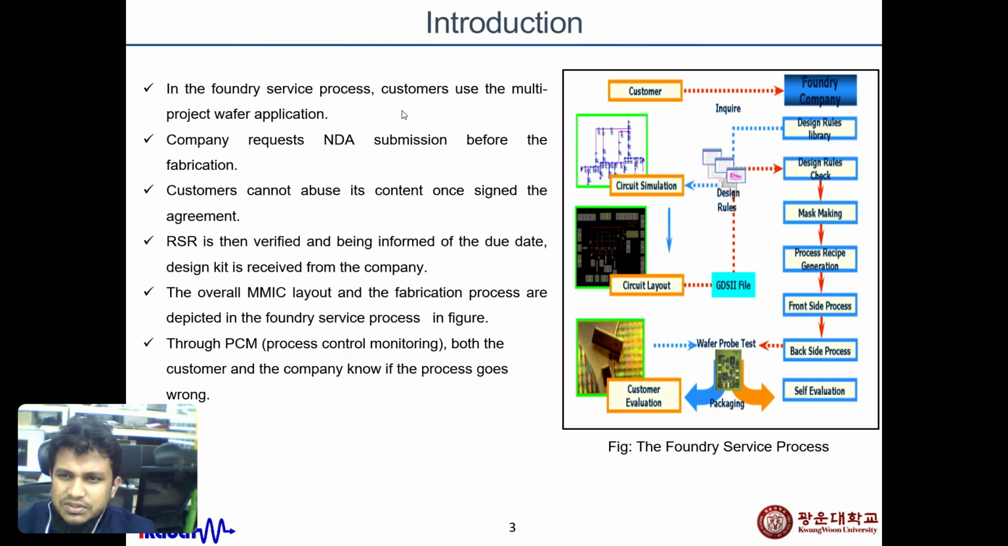In the Foundry service process, most customers use multiple project wafer applications, and before fabrication or design we need an agreement. This is the company-to-customer agreement, and these are NDA submissions. Before fabrication starts we also need to sign this agreement, and then the information and due date are verified, and the design kit is received by the company. The overall MMIC fabrication process is depicted in the Foundry service figure, and through PCM, process control monitoring, both customer and company know if anything goes wrong in the process. This is the overall Foundry or fabrication process in summary view.